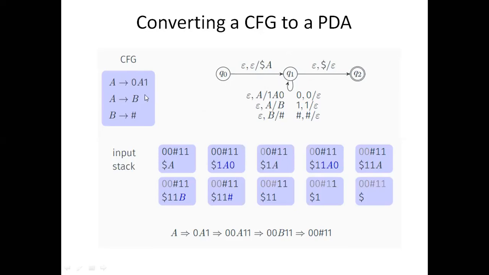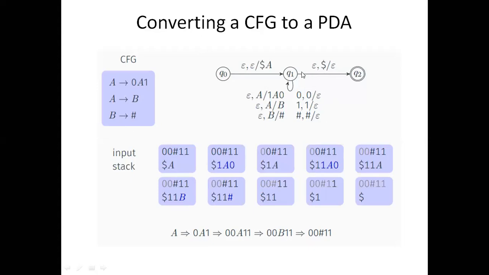So for this production, we have added this rule. For this production, we have added this rule. So we simply push this on the stack, and we write these non-terminals to be present at the top of the stack. And for every terminal, we add this kind of production. So here we had three terminals, 0, 1, and hash. So in this case, we added three typical transitions in your PDA. For each of the terminals, we perform a pop operation.